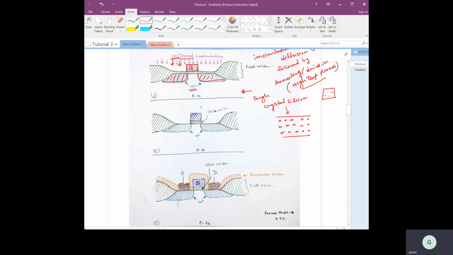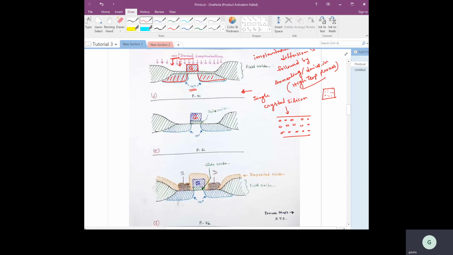Once we have formed these two regions, N plus and N plus, for making contact we have to open the silicon dioxide, etch it away, and that has been done here. Silicon dioxide has been etched, and then finally you have to form the contact. But before making the contacts, you have to deposit some metal and pattern it, and when you make a contact, you have to ensure that the source metal does not touch the polysilicon gate, right?